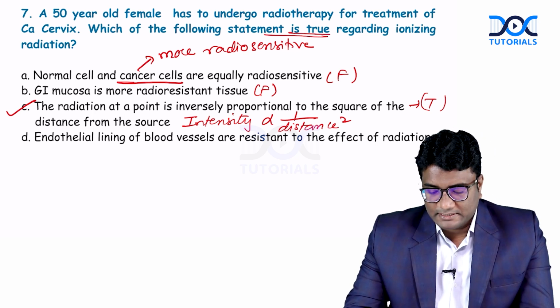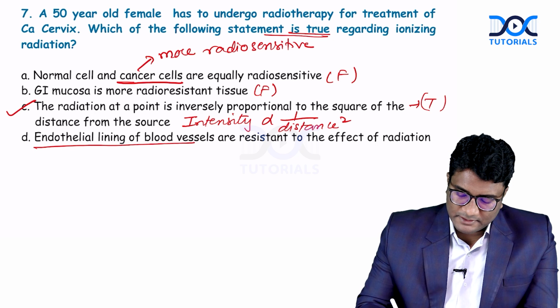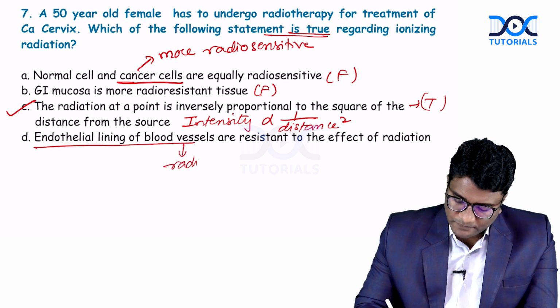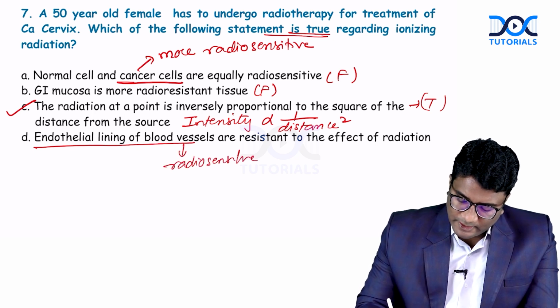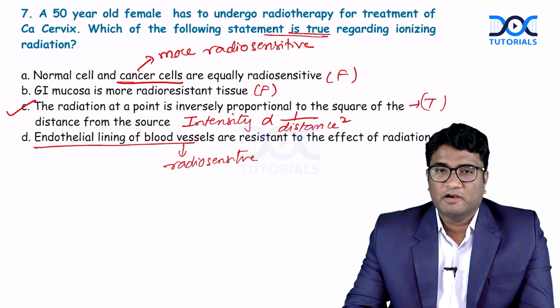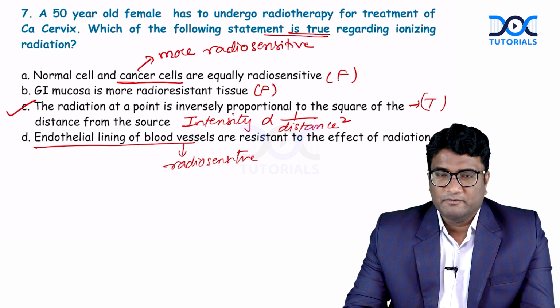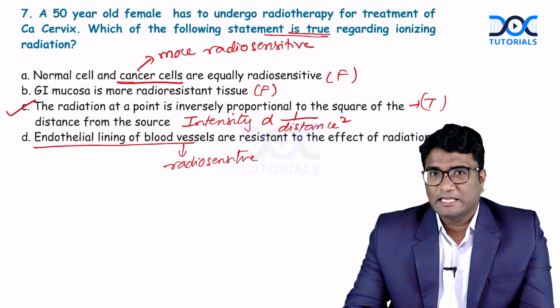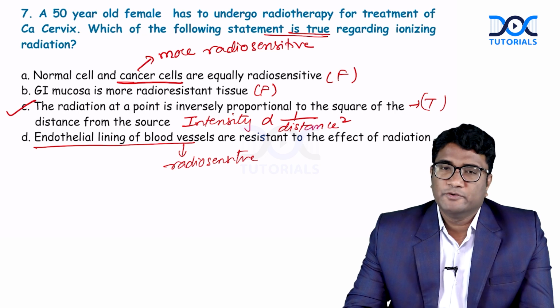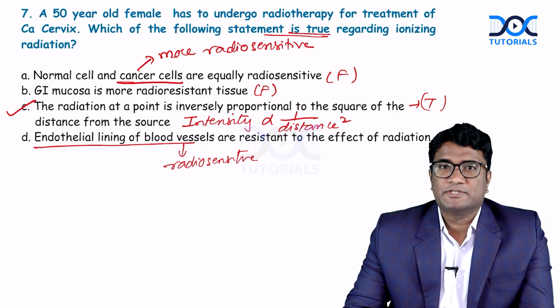Endothelial lining of the blood vessel is resistant tissue? No, the endothelial lining of the blood vessels is a radiosensitive tissue. We use radiotherapy to treat AV malformations, to damage the endothelial lining of the blood vessels in AV malformation and to make the AV malformation non-functional. So, endothelial lining is a radiosensitive tissue.